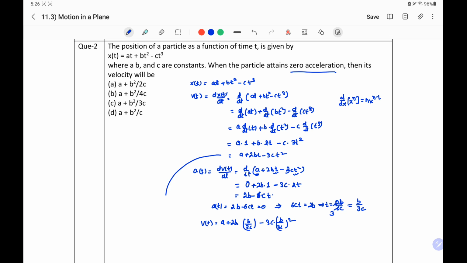We will use this formula here. So this will be equal to a plus 2b square by 3c minus 3c into b square by 3c whole square. This 3c gets cancelled, and we will have a plus 2b square by 3c minus b square by 3c, and finally it is a plus b square by 3c. So option C is the correct option.